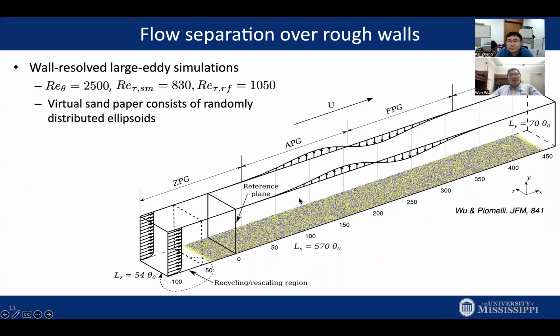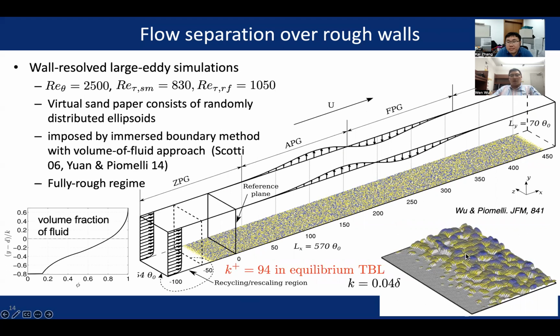So what we did is a wall-resolved large eddy simulation with sand grain roughness covering the bottom wall of this boundary layer. This is a canonical boundary layer setup. You have a turbulent inflow generating mechanism, recycling and rescaling, and we start the separation. We apply a suction and blowing on top of the surface to create a separation bubble on the bottom wall. We use virtual sandpaper that consists of randomly distributed ellipsoids, represented by an immersed boundary based on the volume of fluid approach developed by Scotti and Yuan and Piomelli.